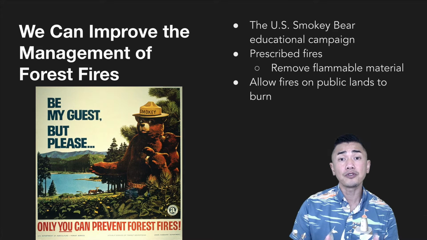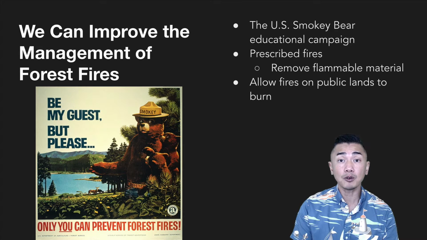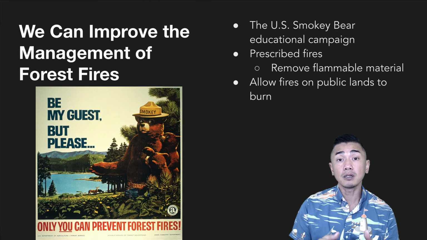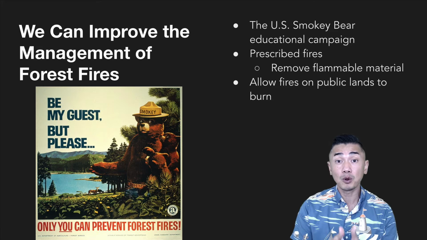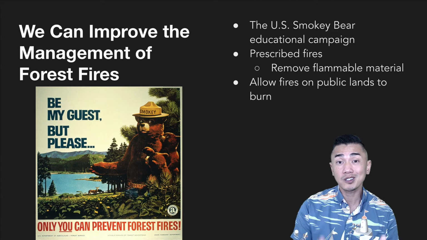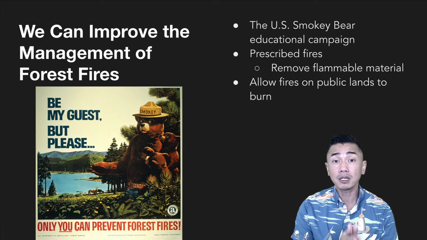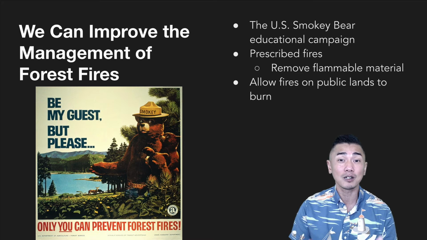We can improve how we manage forest fires. We can educate people on how to prevent accidental fires, like the Smokey the Bear campaign did in the United States. We can also use prescribed fires that we start and control. This will burn away any flammable material and prevent more serious, uncontrolled fires from happening in the future. We can also allow fires on public lands to burn as long as they don't harm human life or property.